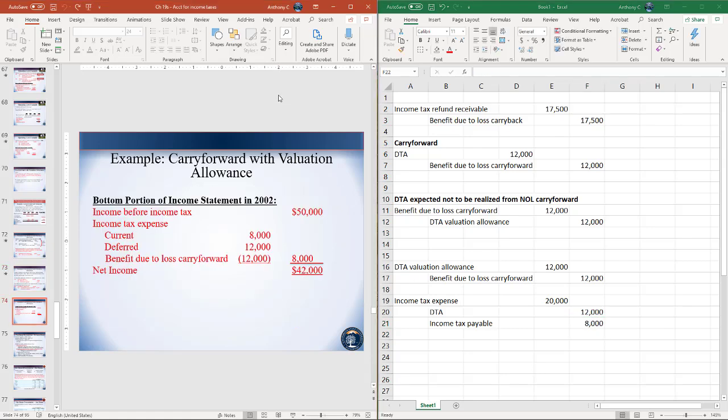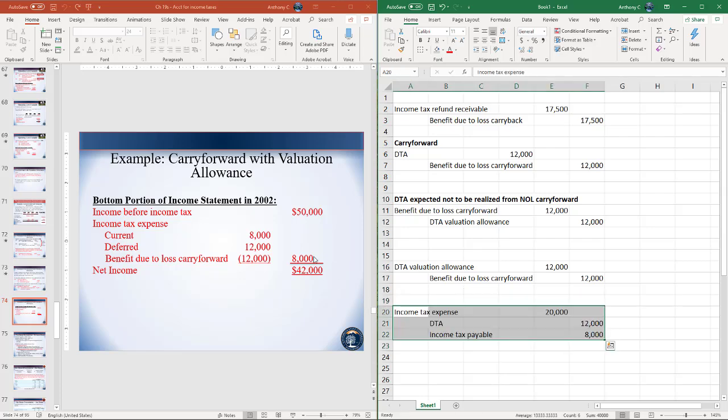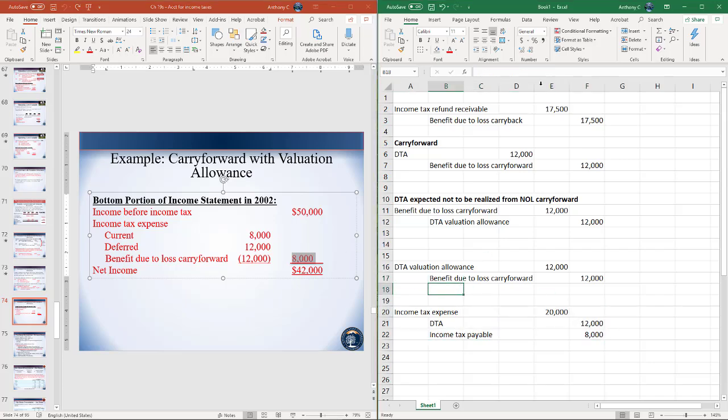So if we look at this income statement here, again, we had income before income tax of $50,000, which was given to us. Our income tax expense in the current period is ultimately only going to be $8,000. Right, so this benefit due to loss carry forward, as I mentioned earlier, is going to reduce your income tax expense. So we could have also credited income tax expense here.